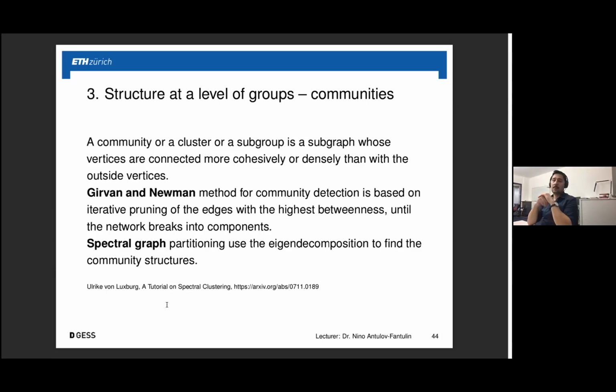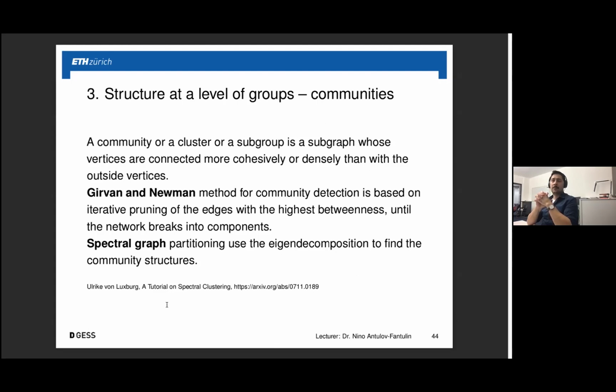Okay, and then there are different tools, for sure, for solving this type of problem. I would mention only a few of them. For example, the Girvan-Newman method of community detection is based on iterative pruning of the edges with the highest betweenness until the network breaks into components. So here you can talk about the partitioning of a network. Let's say from one network you come to two partitions.